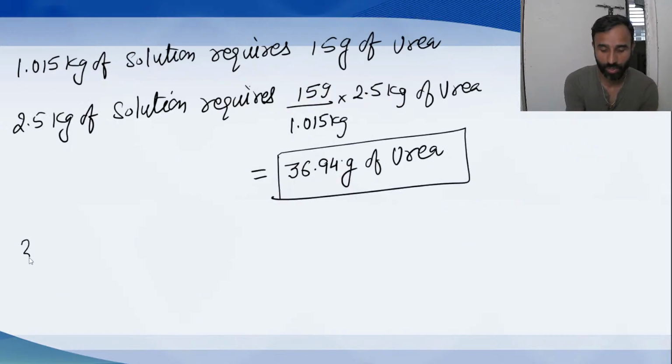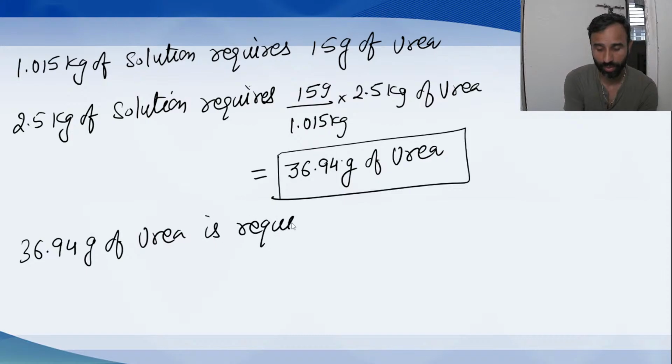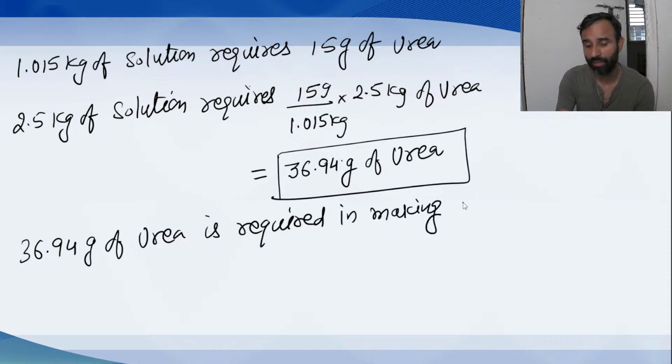So that means 36.94 gram of urea is required in making 2.5 kg of 0.25 molar aqueous solution.